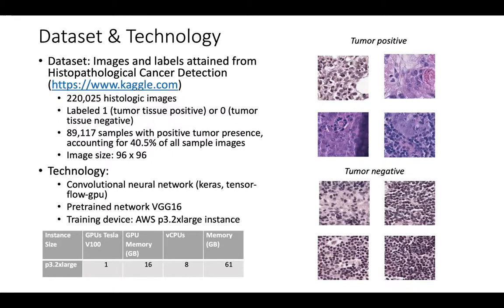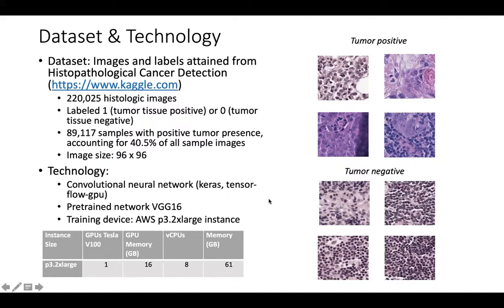The data set was acquired from Kaggle.com. It was a challenge posted for histopathological cancer detection, and it comprised about 220,000 histologic images. They were labeled as 1 or 0, namely tumor tissue positive, tumor tissue negative. In our data set, there are about 90,000 samples with positive tumor presence. That accounts for about 40% of all the sample images, so our data is slightly skewed towards the negative cases. And all the images are 96 by 96 in size.